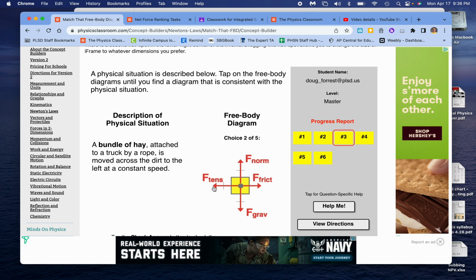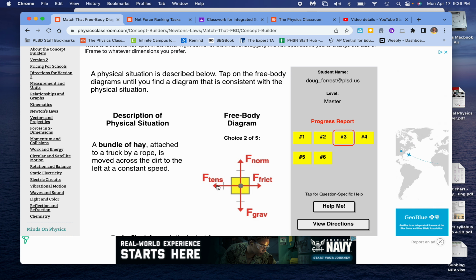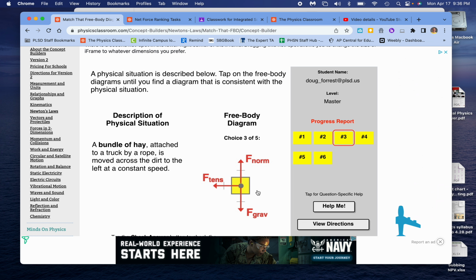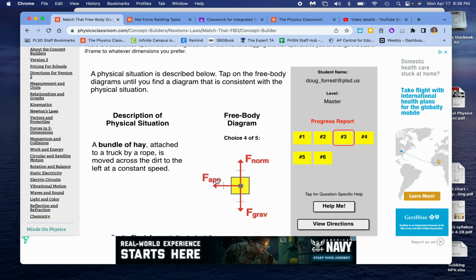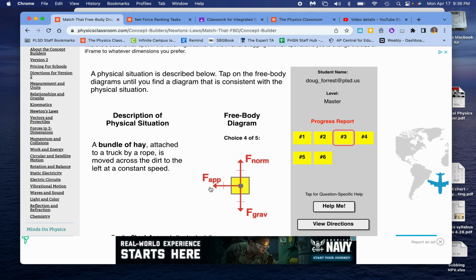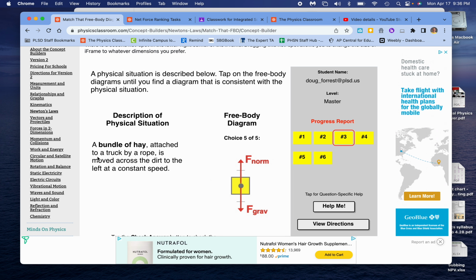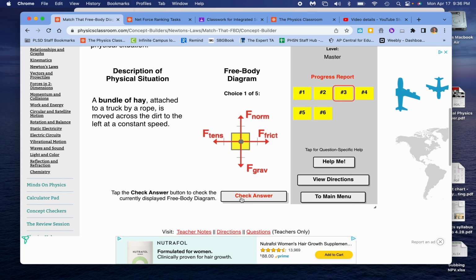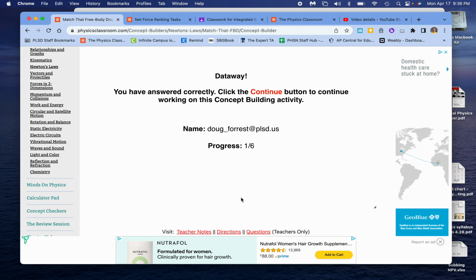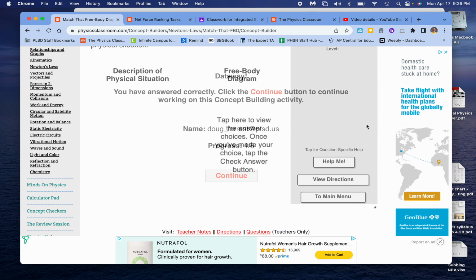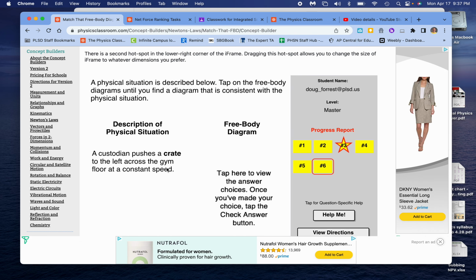That would not be correct because it's not a constant speed. I have a greater tension force than I have a frictional force. Same thing, unbalanced forces, so not a constant speed. This one, that's weird. I guess you could call that an applied force if you want, but still it's unbalanced. Those are balanced, but the fact that it's being pulled doesn't make sense to me. So I'm going to have something like that, and I'm going to check the answer. And that is okay. So you would continue on with these.